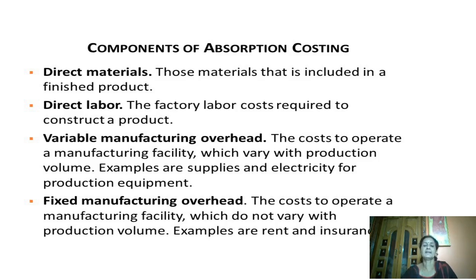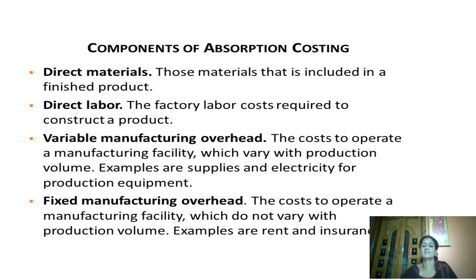product, direct labor, the factory labor cost required to construct a product. So materials which you are using directly for converting it to finished product will be termed as direct materials. And to convert this direct materials into product, whatever labor is used for the same will be called direct labor. Variable manufacturing overhead, the cost to operate a manufacturing facility, which varies with production volume.